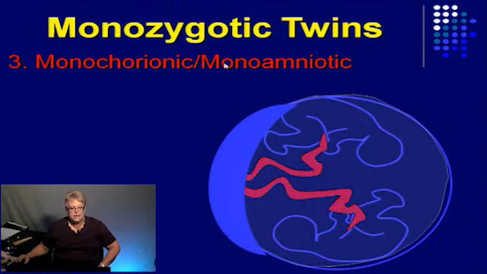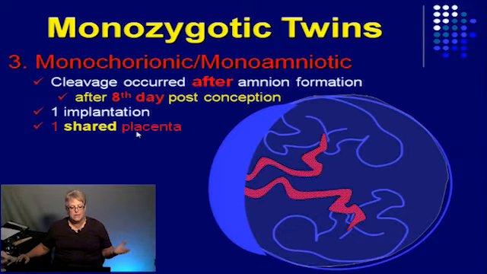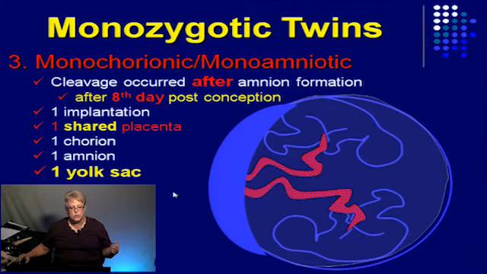Okay, monozygotic twins. So the last pair that we're going to look at is monochorionic, monoamniotic. So there's the one placenta, but now they share the same amniotic space also. So cleavage occurs after the amnion formation, so after 8 days post-conception. You have one implantation, one shared placenta, one chorion, one amnion, one yolk sac. Remember I told you to count those yolk sacs? It's going to help you decide what's going on.